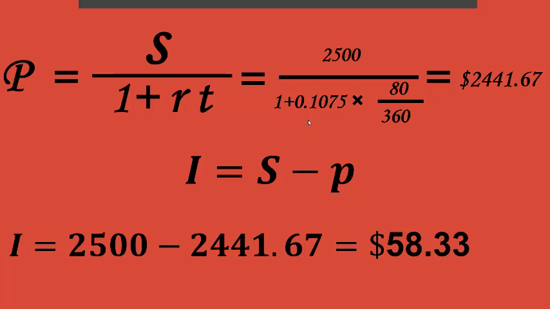We note that we are dividing by 360, so it is an ordinary interest, and to get the ordinary interest I, by using S and B from the formula I equal S minus B, we have S 2500 and B 2441, so I equal $58.33.